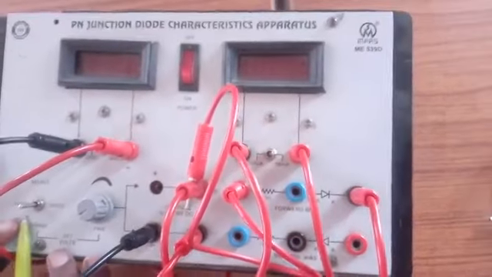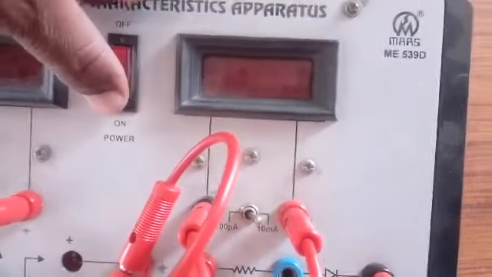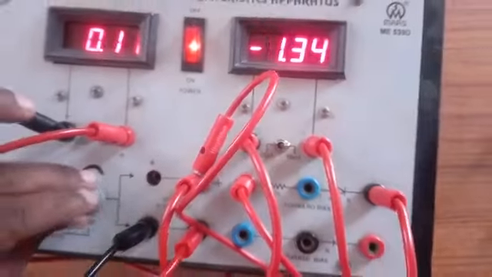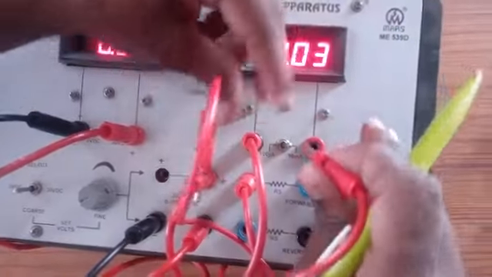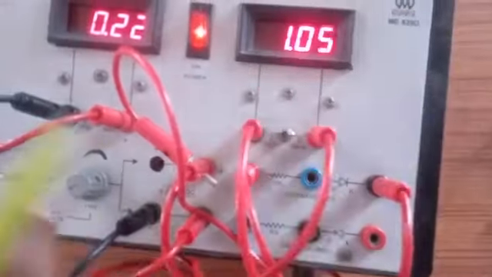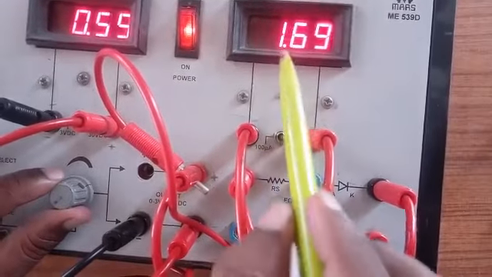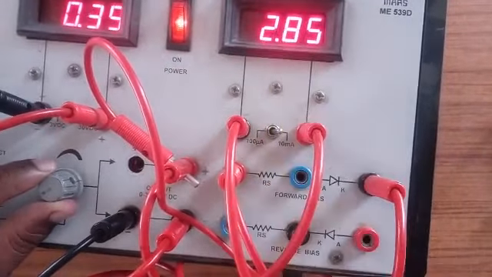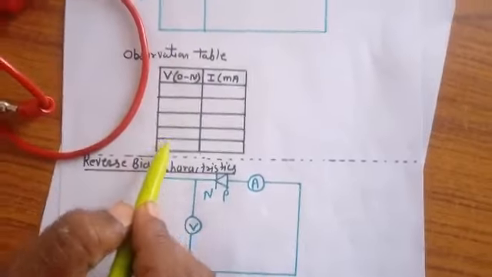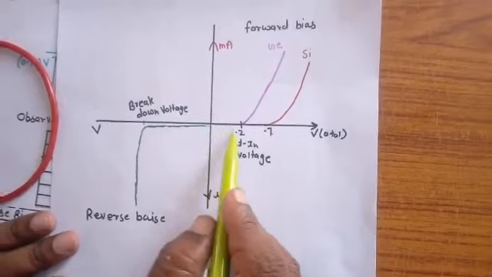We should remember that the voltmeter range should be 3 volts and the current should be in milliamperes. So now we will start. As we increase the voltage, the current starts to flow. In our observation table, we will take the different values of voltage and the current in milliamperes. After taking these values, we will draw the graph.